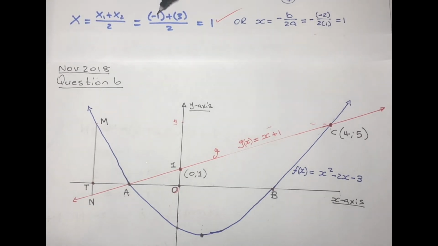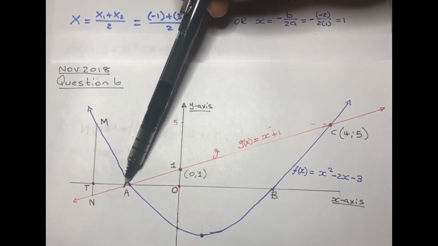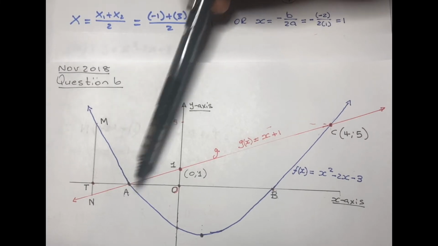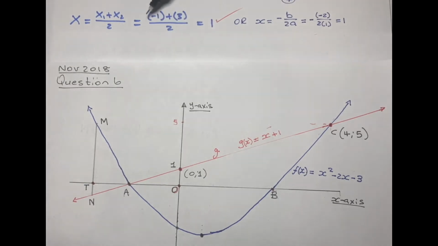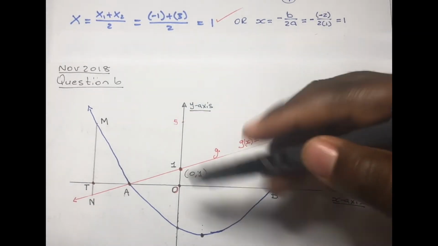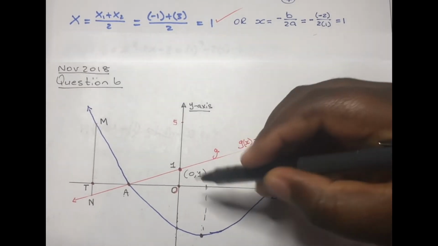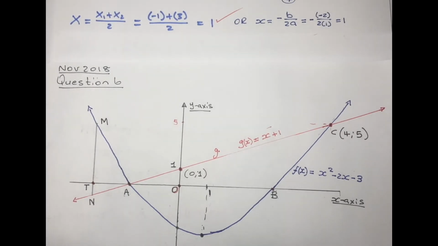Our x1 is minus 1. We calculated it in the previous question where we were required to determine the coordinates of A and B. So we know our x value at A is minus 1, and the x value at B is 3. Then you sum them and divide by 2, you get 1. So that means at that point, you've got your x value being 1.